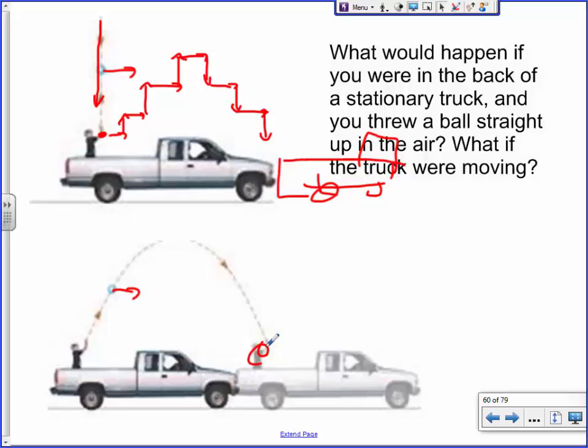Just like the scenario where I'm sitting in the chair. If I push myself forward and throw this up in the air, I can catch it, right? It's not like I threw it up in the air and it's behind me, because I was carrying this forward. It has a speed, right? So it'll land right in my hand.